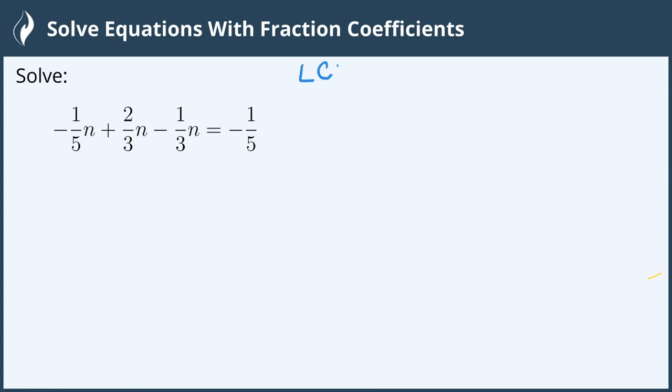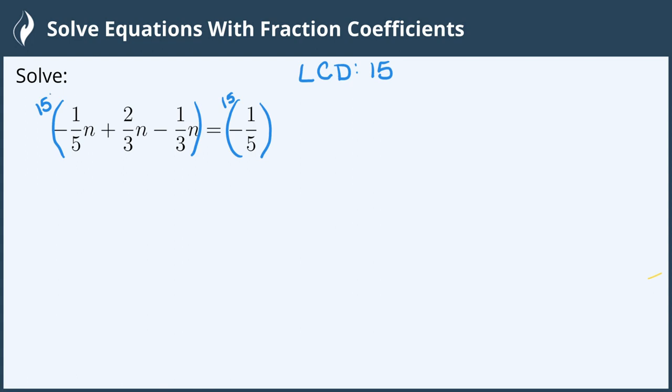To do that, we look for the lowest common denominator. We have two denominators, 3 and 5, so the lowest common denominator between those is 15. We take the lowest common denominator and multiply it to both sides of the equation, and because we multiply it to both sides, it keeps the equal sign balanced. This means that it's a valid operation that we can do.